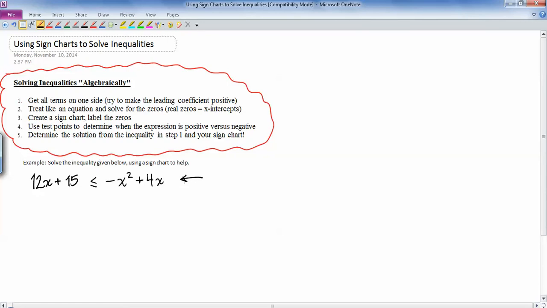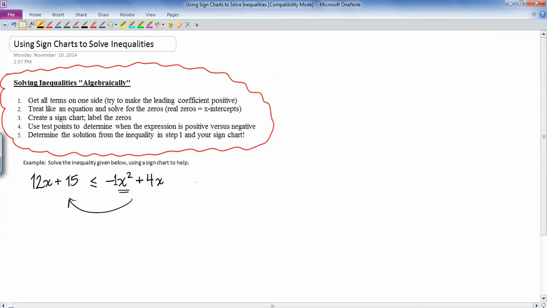Step 1 is we're trying to get all the terms on one side. So try to make the leading coefficient positive. Well, the leading coefficient is, you find your biggest power. So in this case, it's the x squared is the biggest power. And the coefficient in this case is -1. It's the term in front. I want that to be positive. So instead of bringing the 12x and the 15 over to the right side, I'm going to bring everything over to the left side, which will make the leading coefficient positive.